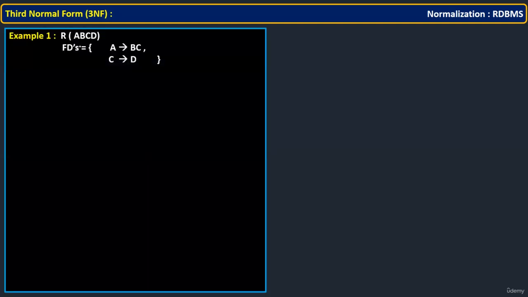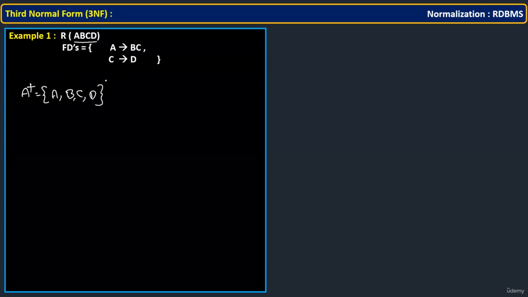Hi. So now let us see some examples on this third normal form. The first one: we have four attributes in a relation, A, B, C, D, and these are the FDs. So first of all, what is the key? Let us see, A is not there on the RHS side. So try to find the A closure. A derives BC, and C derives D.